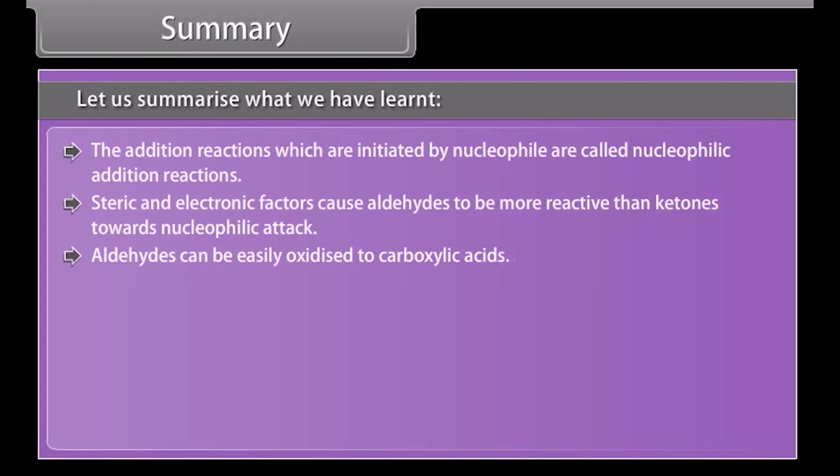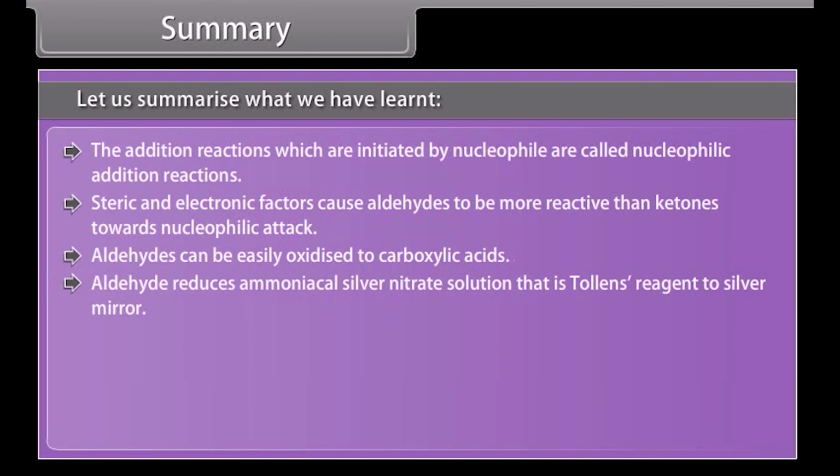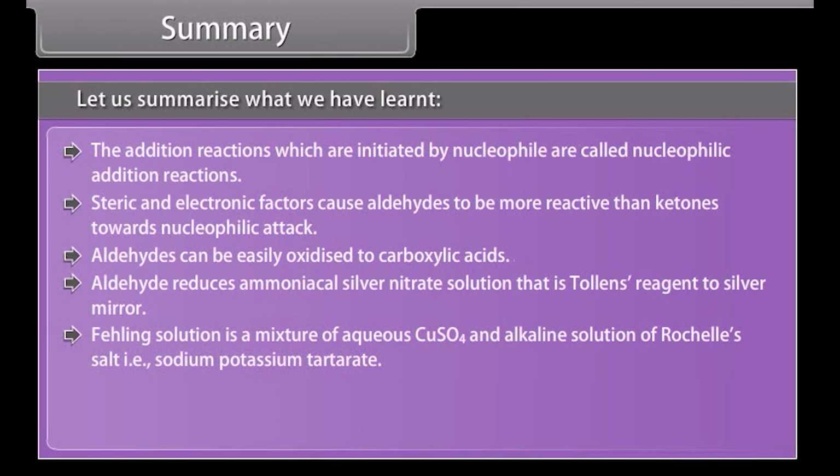Aldehydes can be easily oxidized to carboxylic acids. Aldehyde reduces ammoniacal silver nitrate solution, that is Tollens reagent, to a silver mirror. Fehling solution is a mixture of aqueous copper sulfate and alkaline solution of Rochelle's salt, that is sodium potassium tartrate.